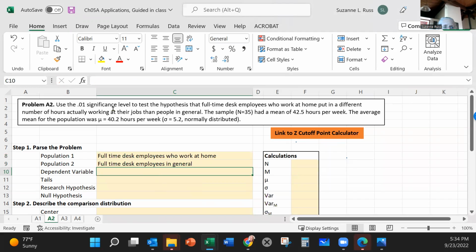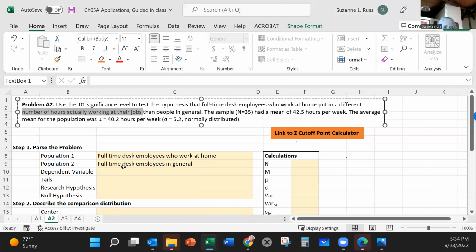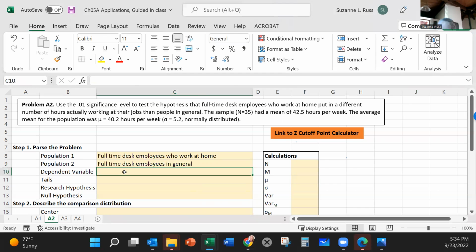So what are we measuring? We're measuring the number of hours actually working at their jobs. You maybe know that some computer programs will do this, monitor the exact number of minutes you're working by eye tracking devices or looking at what is on your computer screen. It's kind of creepy, I think. But number of hours working at their jobs. So actually doing work on their computer that's relevant to their jobs.